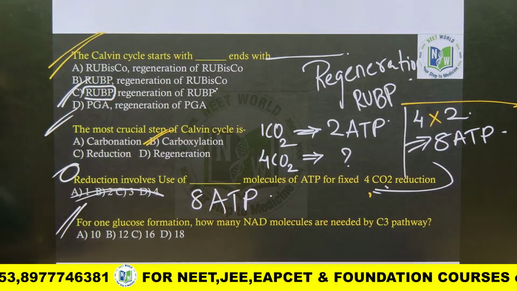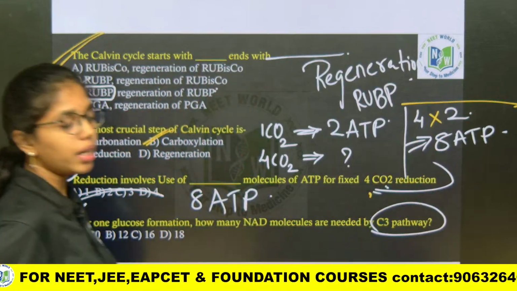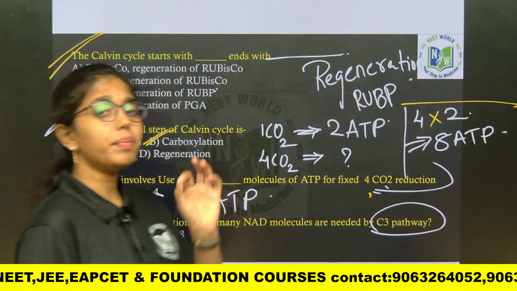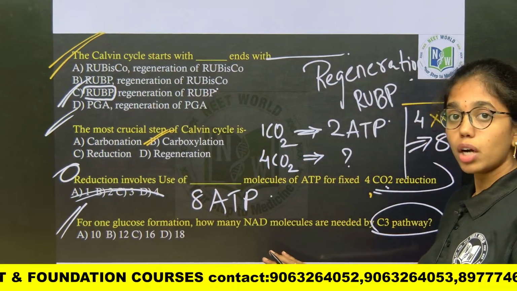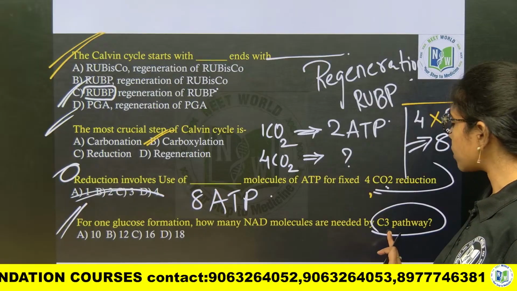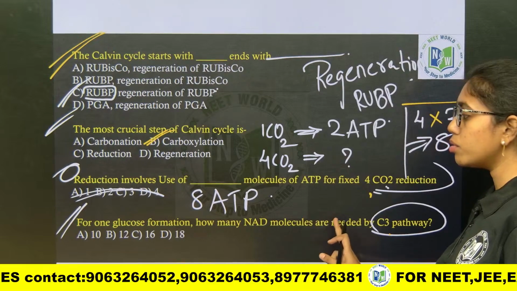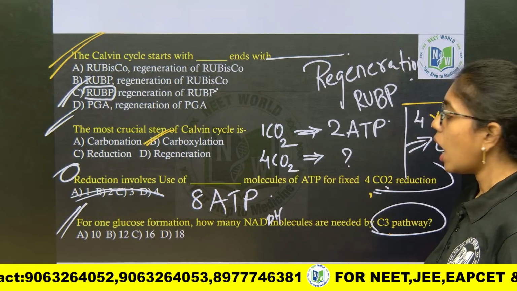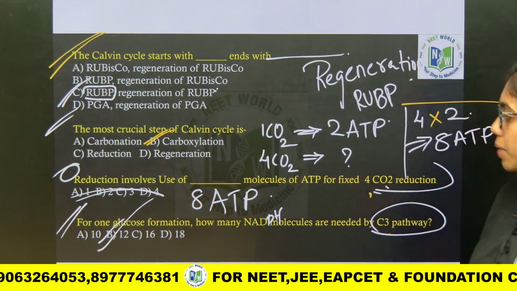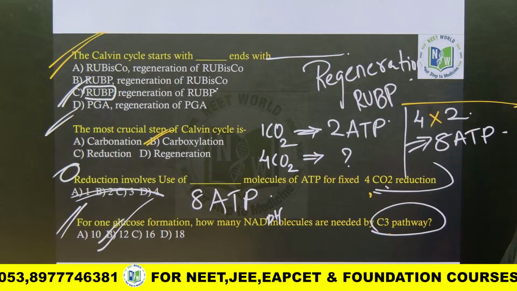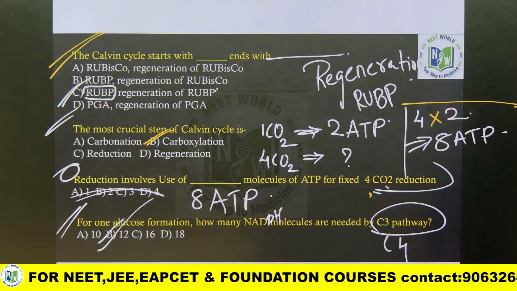Look into this question. For 1 glucose formation, how many NADPH molecules are needed in the C3 pathway? NADPH is used only in the reduction step. He is asking for 1 glucose formation, so how many NADPH are required? 12. That is option B. 12 NADPH are required for 1 glucose formation in the C3 cycle. In the C4 cycle also it will be the same, 12 NADPH.